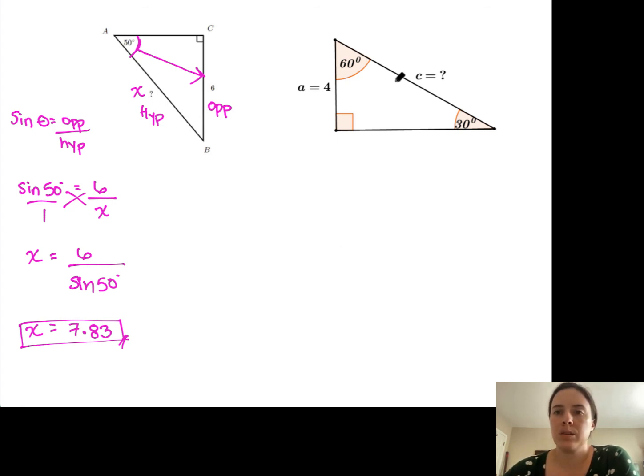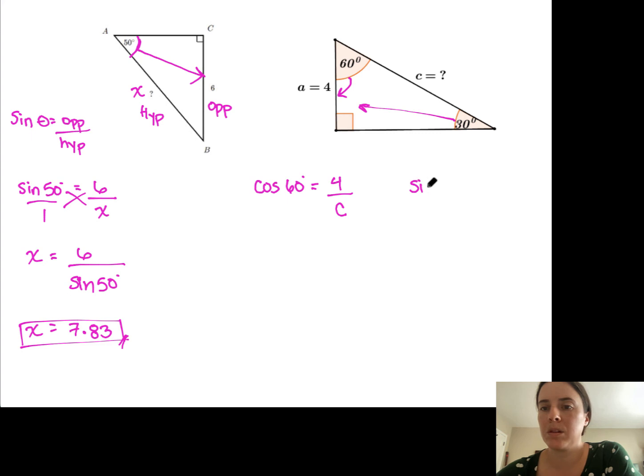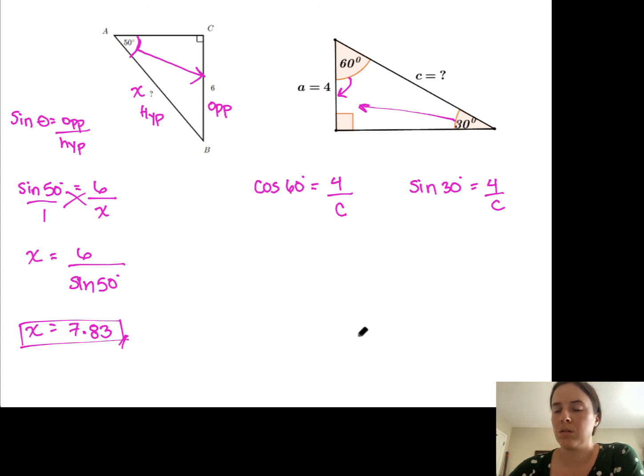All right, so let's check out this one. So here we're given both of our angles and we're asked to find our hypotenuse. So we can actually use either of these. So let's set it up. So if we use the 60, the 4 is our adjacent leg and we're looking for hypotenuse. So that means we would want to use cosine. Cosine is equal to adjacent over hypotenuse. If we were to use the 30, however, that's the opposite leg. So that means we would want to use the sine of 30 is 4 over the hypotenuse.